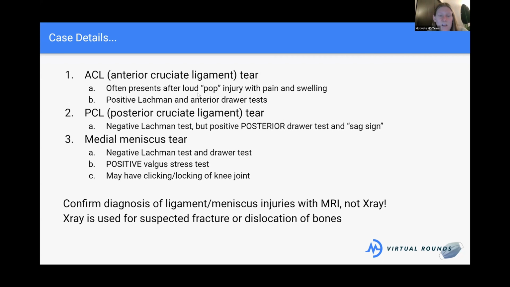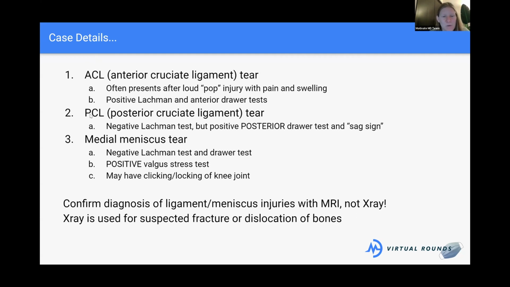So this is a classic on board exams. If they say that there's a loud pop and they have a positive Lachman's or an anterior drawer test, then you're just like, bam, ACL, move on. So that's the ACL and why we would suspect that that's the culprit here.